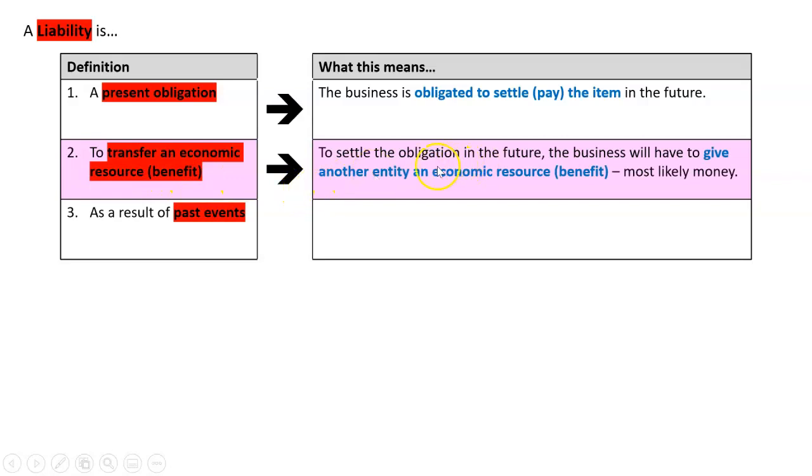Two, what does the transfer an economic resource or benefit mean? Well, it means to settle the debt, the obligation, we're going to have to give another entity an economic resource. Now, this is most likely going to be money. There is one slight little way we can settle a liability that isn't money, and it's going to be much later in the course. But for now, why don't we just say we're going to transfer money to settle all our obligations. And lastly, this is actually the same as with an asset. It's got to be the result of a past event. So the obligation occurred as a result of a transaction in the past.